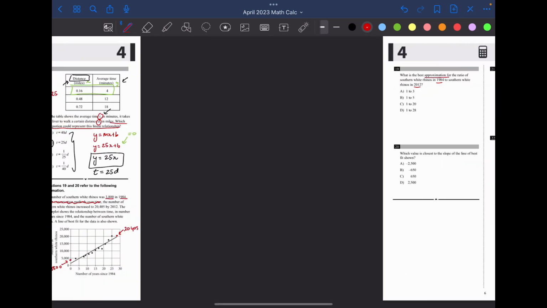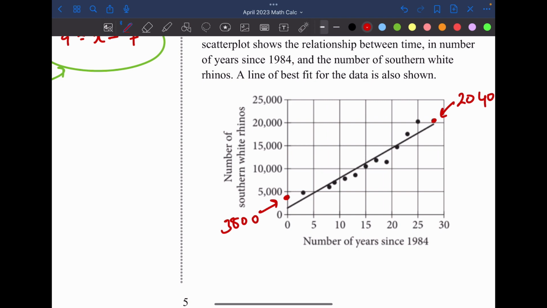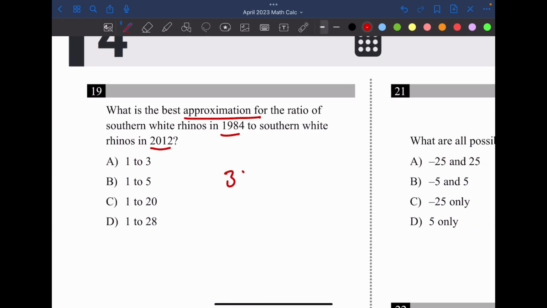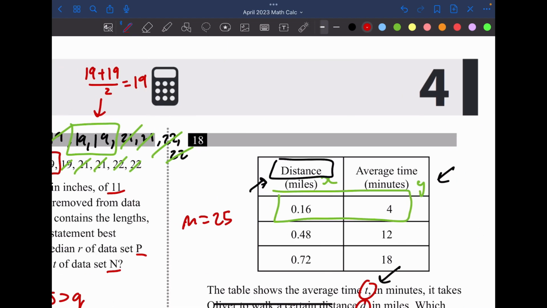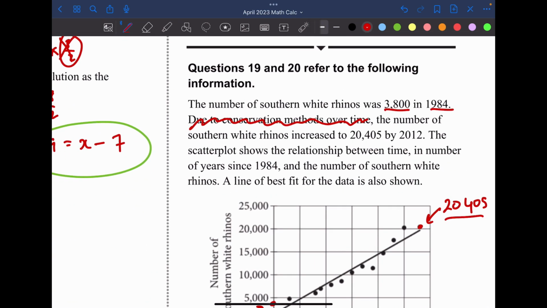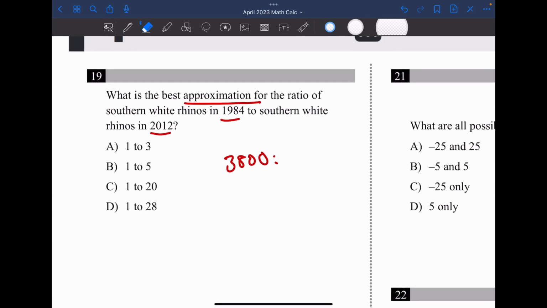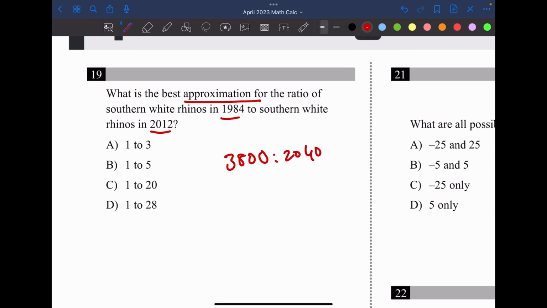So first off, you have to look at both values. In 1984, it was 3,800. So let's write that on the next page, 3,800. And then for 2012, the value was 20,405. So let's also write that down, 20,405.